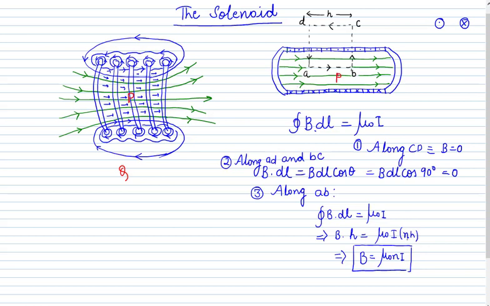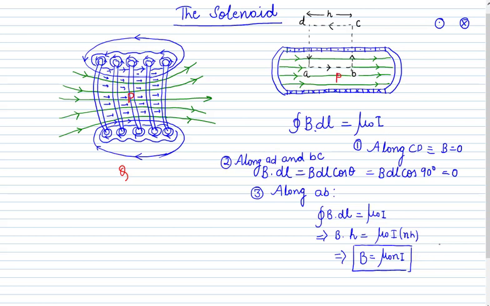So that will be the total number, and the current I is flowing through each of them. So this is mu naught I and h. This h cancels out, which is the value of dl. So we have B is equal to mu naught n I. So the magnetic field, which is only in the interior of the solenoid, is equal to mu naught n I. Here n is the number of turns per unit length.